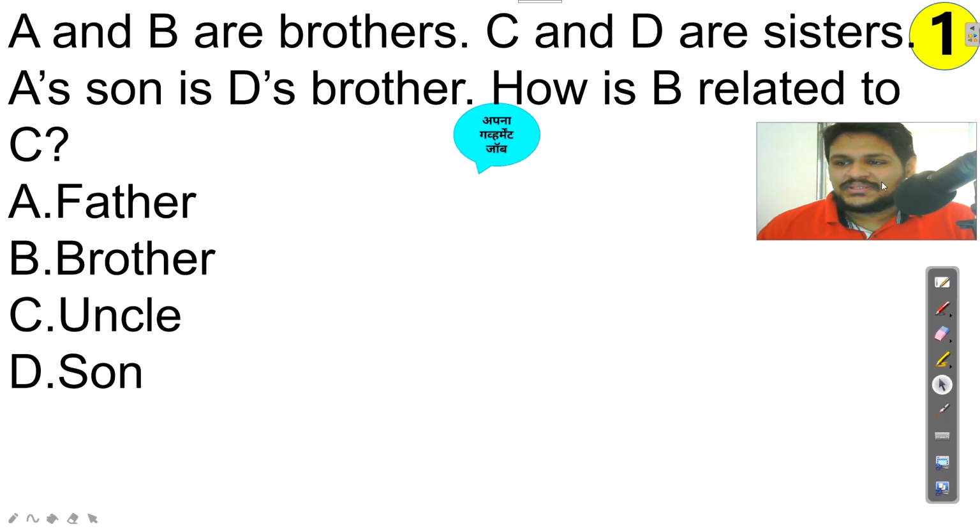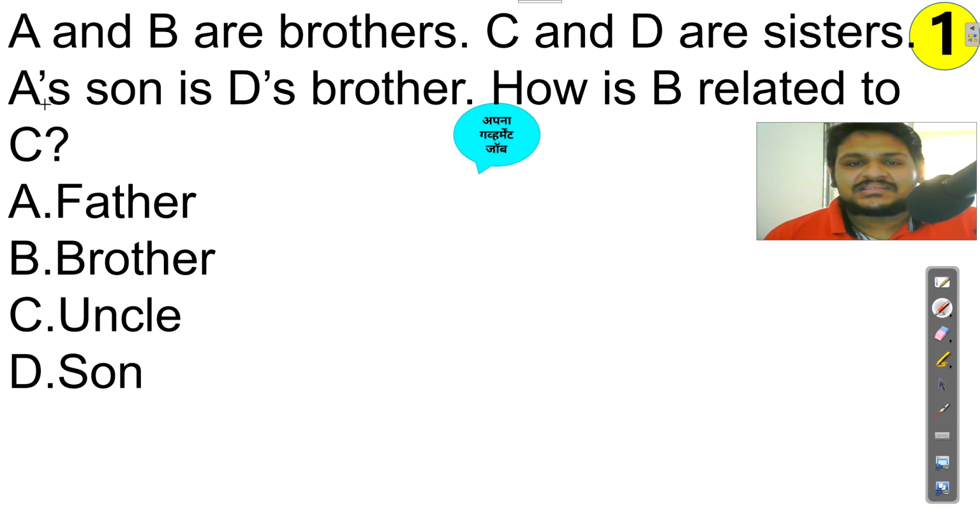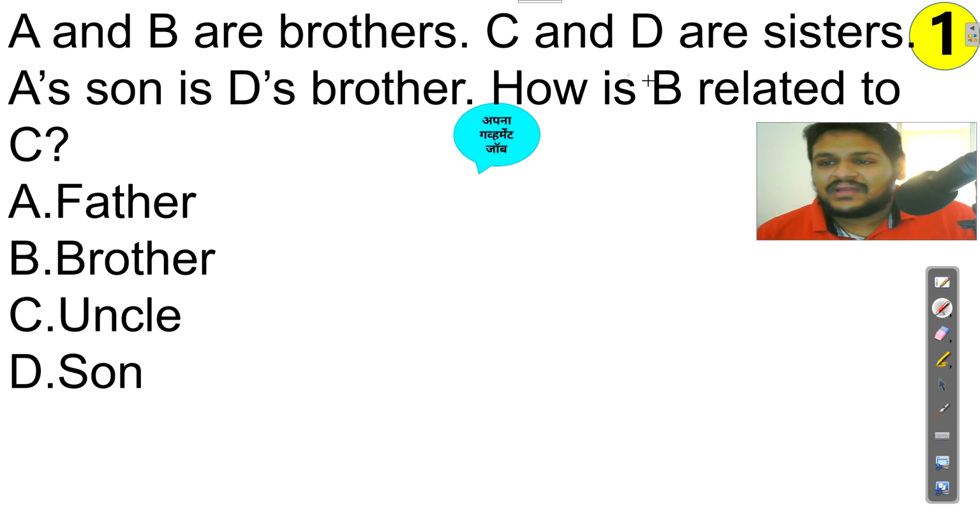Okay, see the first question. A and B are brothers, C and D are sisters. A's son is D's brother. How is B related to C? Okay, basic question. We just need to apply all the things now, that is your symbols, and then we make the diagram, and then definitely we can take the answer.